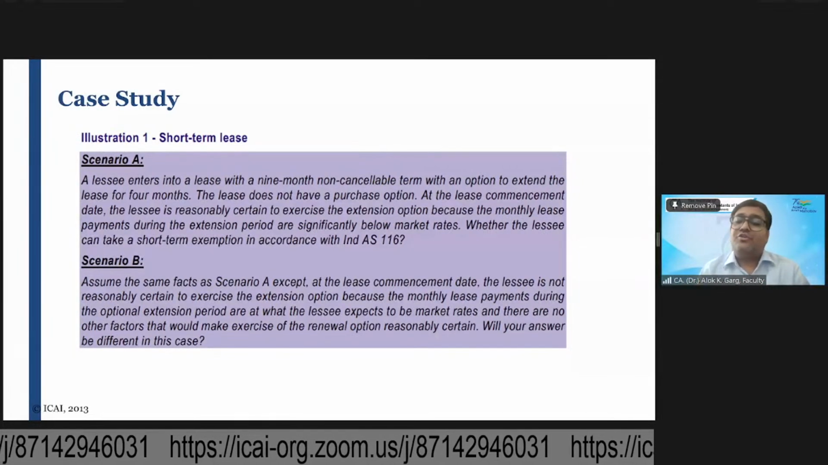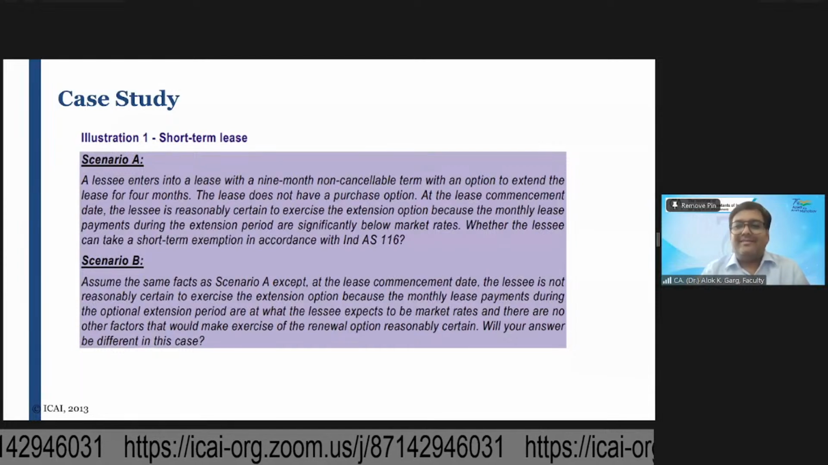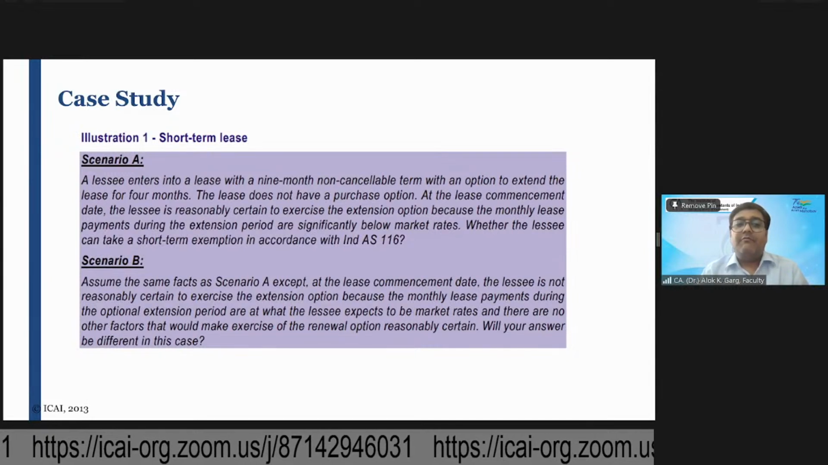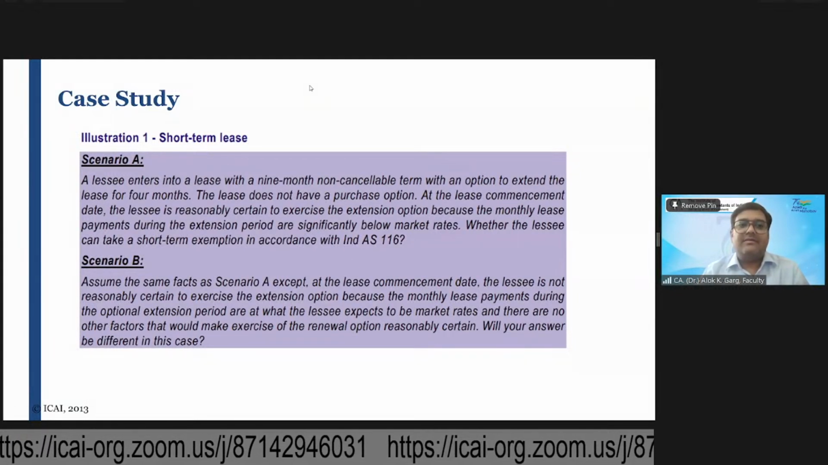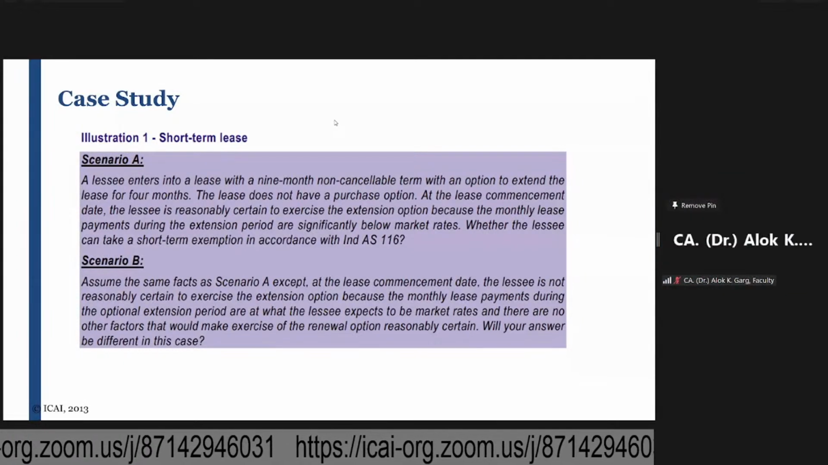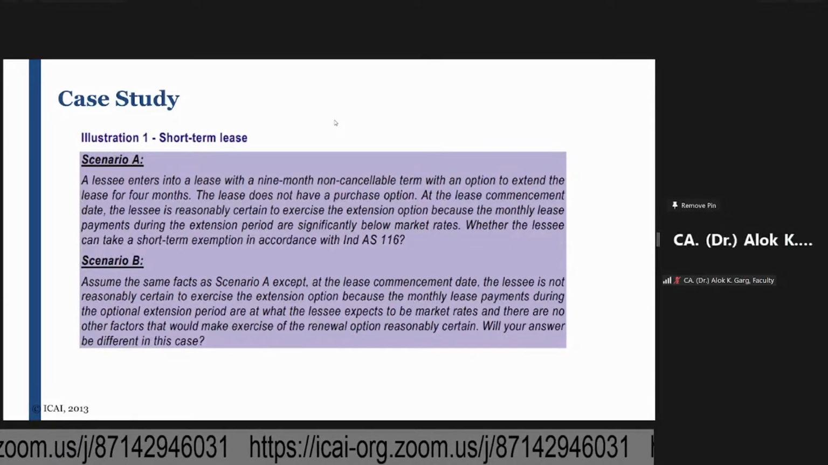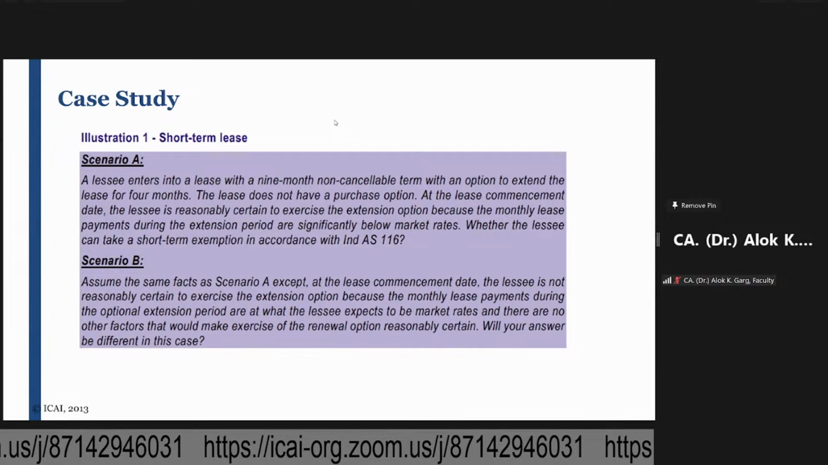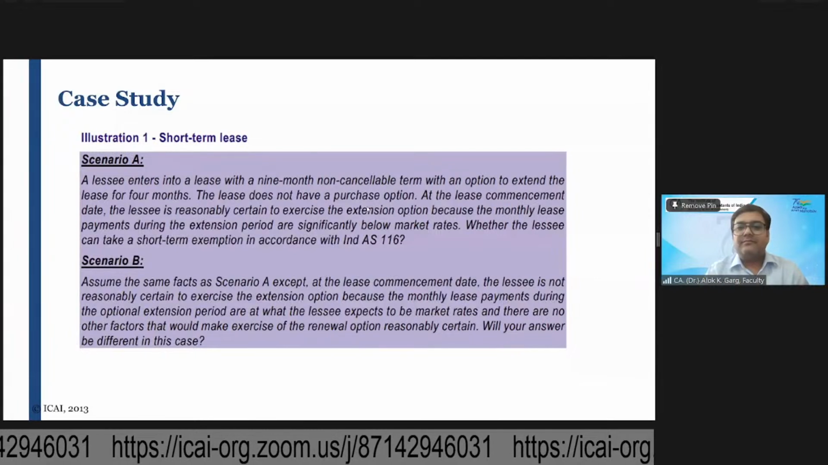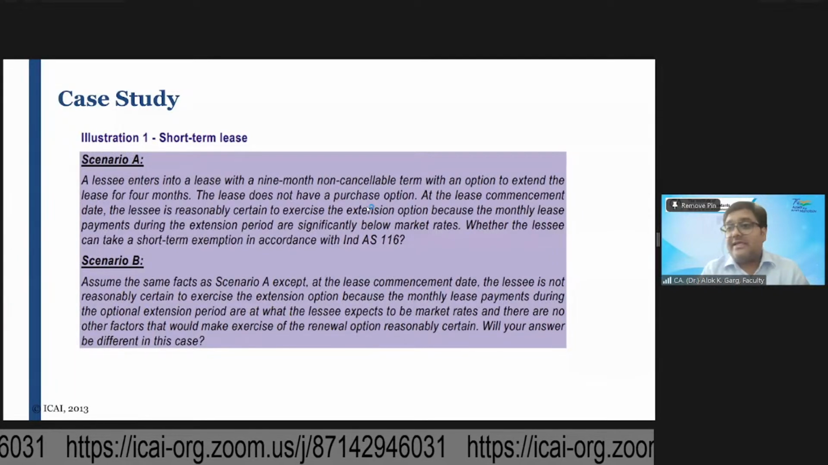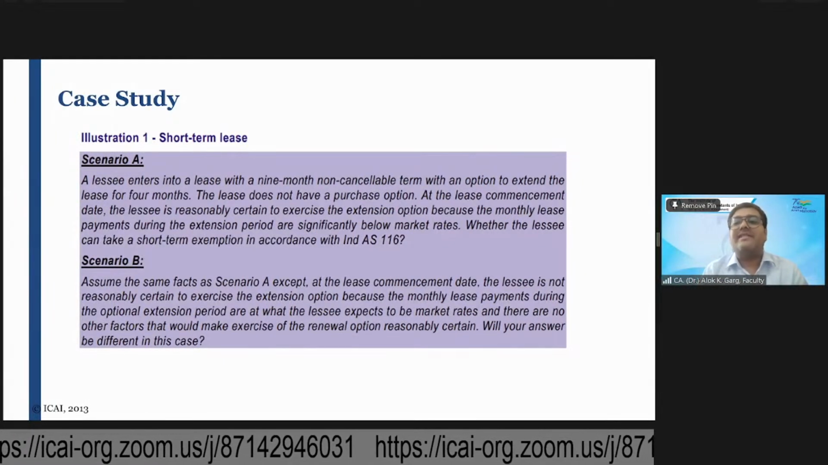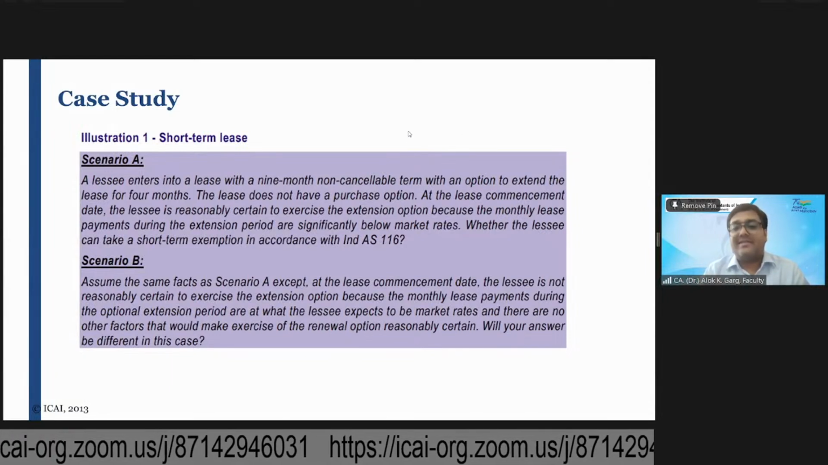So tell me, in this case, whether it will be a short-term lease or a long-term lease. Initially, it is a short term. Thereafter, it will become non-short term or long term. Yes, it will be a long-term lease. It will be a long-term lease means you have to do the Ind AS 116 accounting, which is right of use asset and lease liability. You have to do the discounting, right?